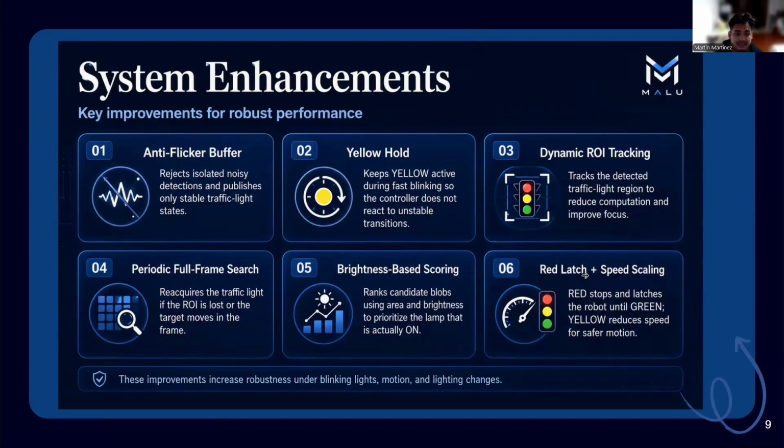Several improvements were implemented to make the system more robust. The anti-flicker buffer rejects isolated noisy detections. Yellow hold improves behavior when the yellow light blinks quickly. The dynamic ROI tracking focuses image processing on the detected traffic light region, while the periodic full-frame search prevents the system from getting stuck on the target position. Brightness-based scoring prioritizes the lamp that is actually on. And finally, red latch and speed scaling improve safety by stopping the robot on red and reducing speed on yellow. The system was tested using several traffic light scenarios.